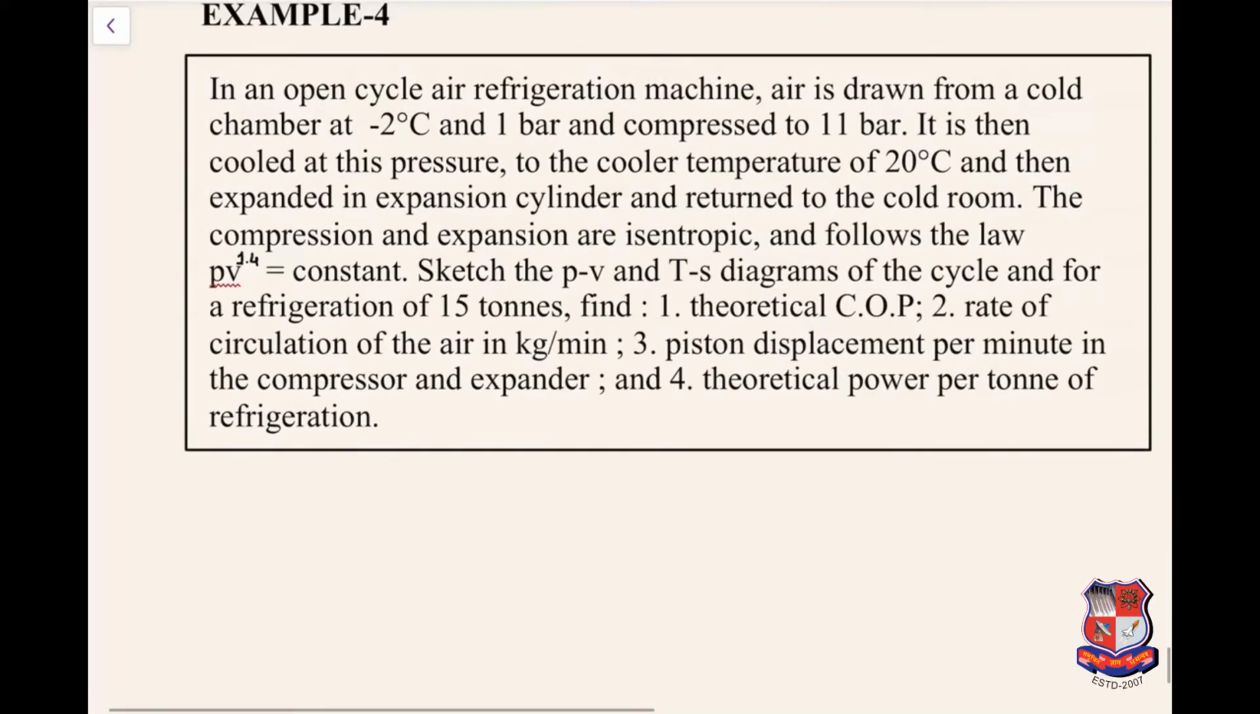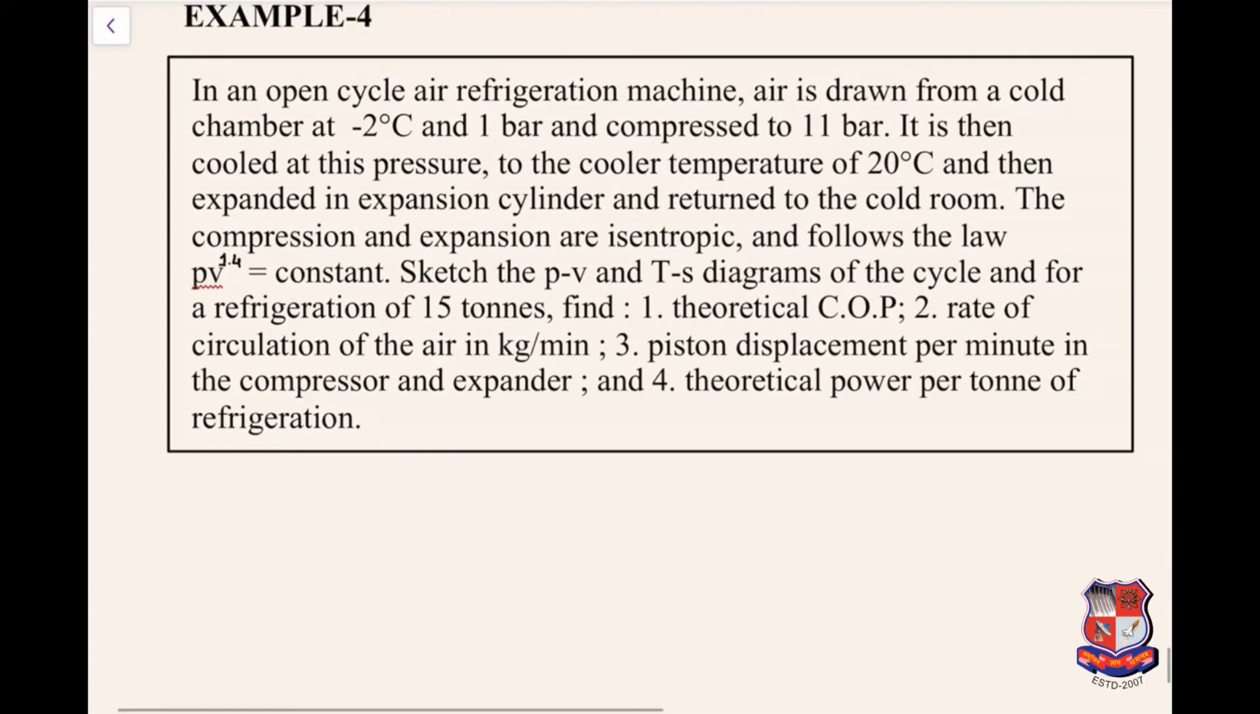So our next example is also for the Bell-Coleman cycle. In an open cycle air refrigeration machine, air is drawn from the cold chamber at -2 degrees Celsius and 1 bar and compressed to 11 bar. So -2 degrees Celsius, 1 bar and 11 bar. These are the limitations of pressure.